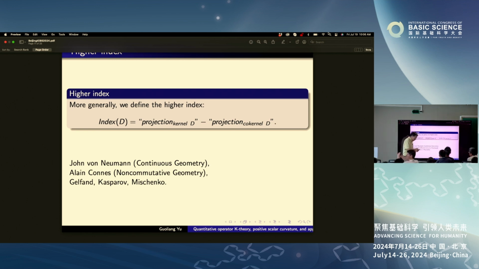All right. But unfortunately, in general, the kernel and cokernel are both infinite dimensional. So how do you measure something which is infinite dimensional? I think the first person who thought about this is John von Neumann. John von Neumann wrote a little book called Continuous Geometry, in which he has a theory of how to measure the dimension of something infinite dimensional.